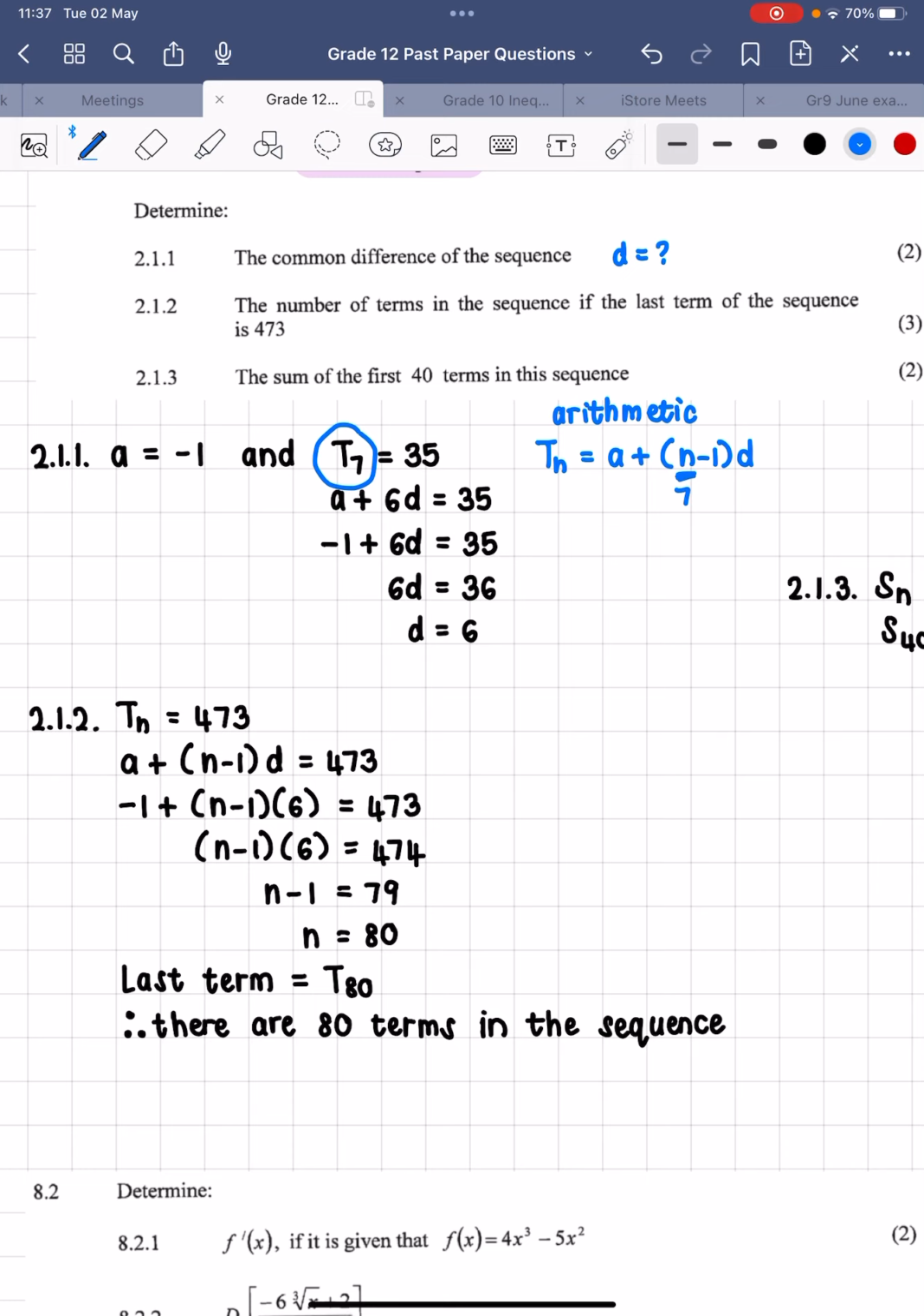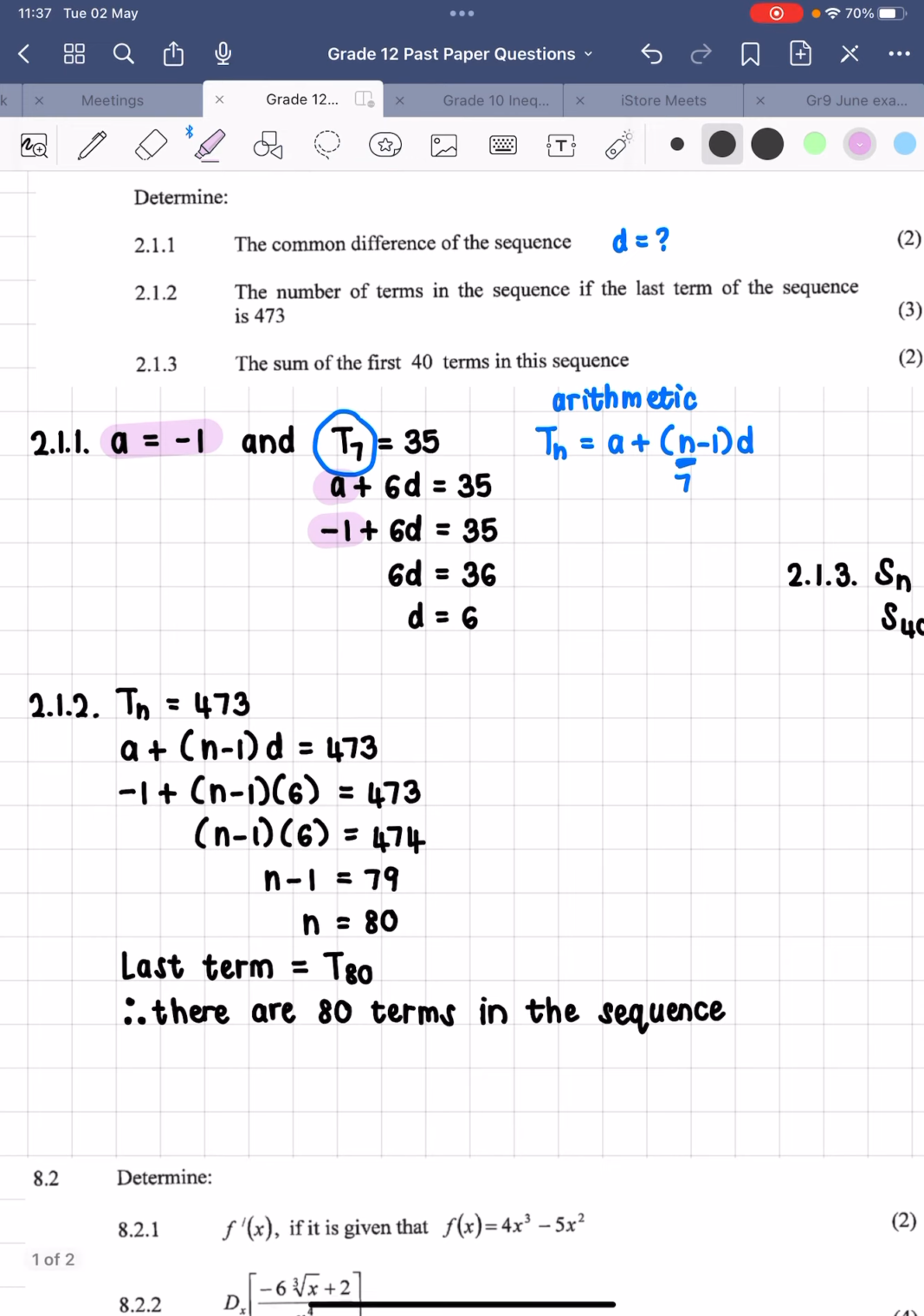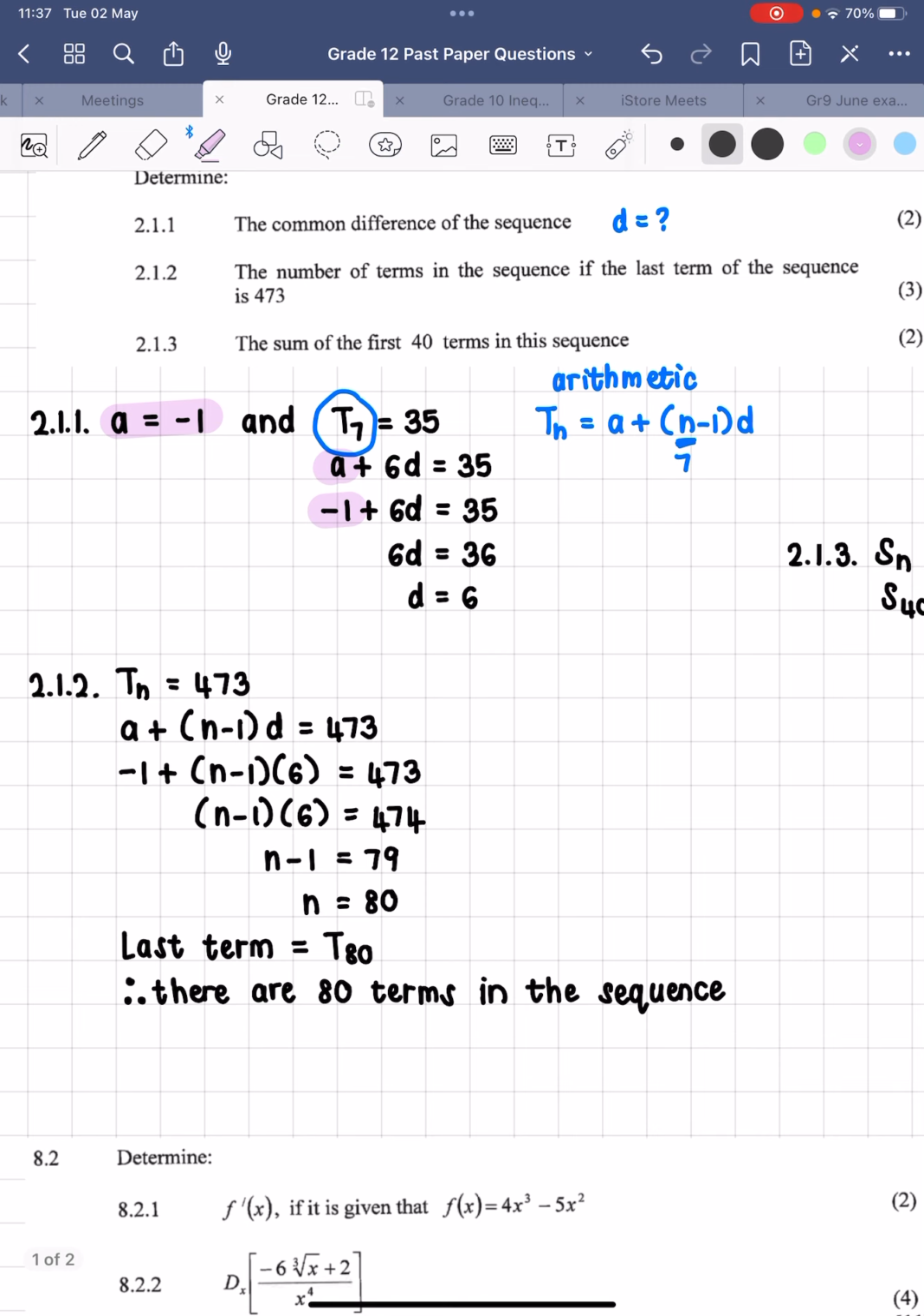Now, because they've already told us that our A value is -1, we can now replace A with -1. Alright, so from there you can solve for D, which is what they asked us for. The -1 you're going to take to the other side. You're going to add 1, so you end up with 36, and then you divide by 6. Okay, this was just a 2-mark question, so I'm assuming it would be 1 mark for kind of putting in your A value and having that formula, and then a mark for the answer.